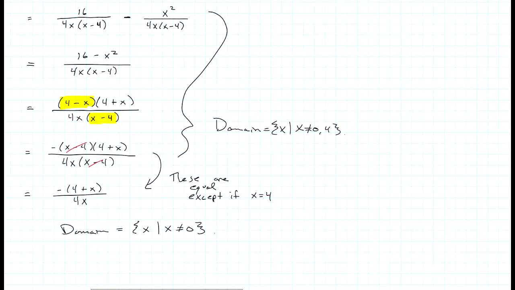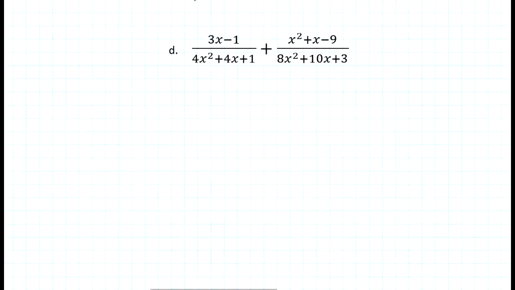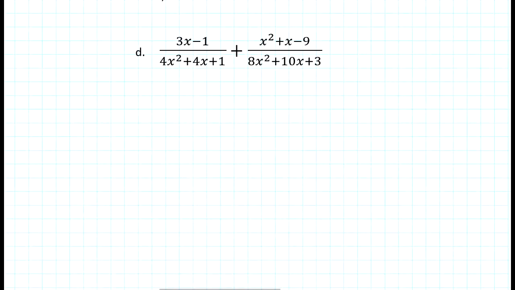Sweet. All right, one more problem here. Where'd it go? Scrolling up. There we go. All right, so the long one now, we've got 3x minus 1 over 4x squared plus 4x plus 1, plus x squared plus x minus 9 over 8x squared plus 10x plus 3.